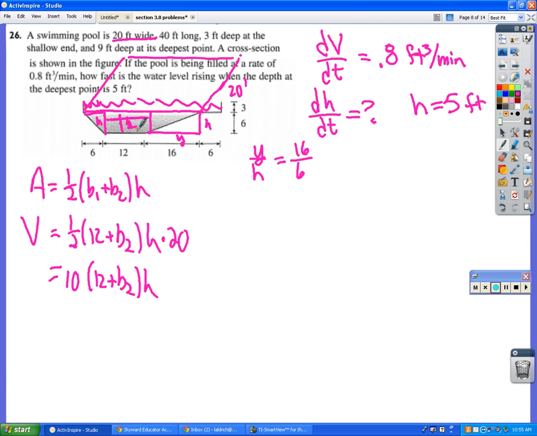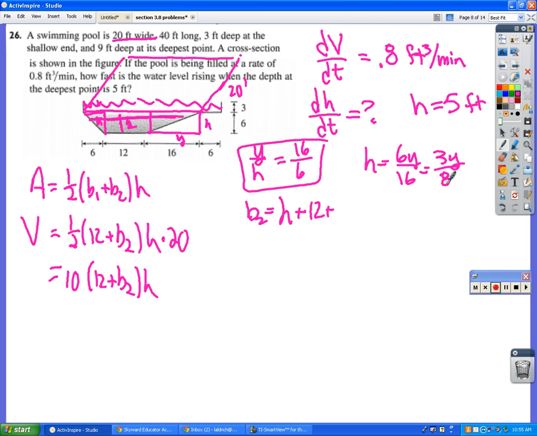So one thing that we can say about this whole base, the base B2 that we're trying to find, is that it is equal to this little piece right here, which is the same as the height, so that's h, plus this little piece right here, which will always be 12, plus this little piece right here, which, if I take this little proportion that I set up, shows us that h will equal 6y over 16, which is 3y over 8. y is this piece of the base that we're trying to figure out.